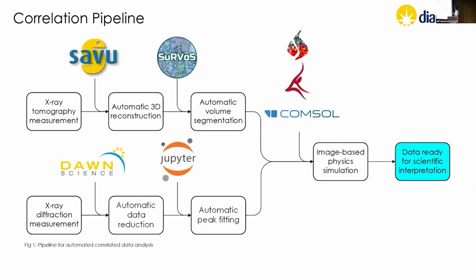So what do we want to get to? We want to get to a point where we can correlate these different multimodal data sets together. And you can see that pipeline, similar to what I was talking about previously, where we combine that with our X-ray diffraction measurements. We might have some type of data reduction, some peak fitting through Jupyter, to then combine that together into some form of image-based simulation.